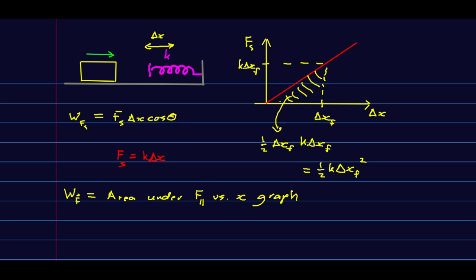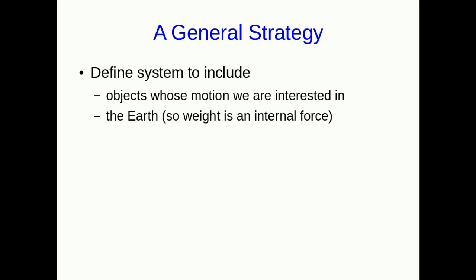To finish up, I want to leave you with a general strategy about defining systems, because it's one of the main decisions you make when using energy methods. And remember here that this is all about figuring out what forces are doing work and whether or not it's going to be easier to track that work if the force is an internal force or an external force. Well, obviously anything that's moving and we're interested in its motion, we should include in our system. Otherwise, how are we going to figure out its motion?